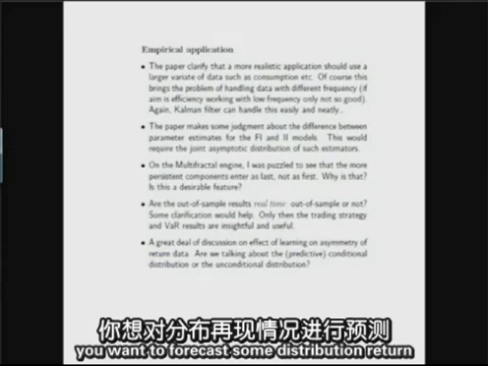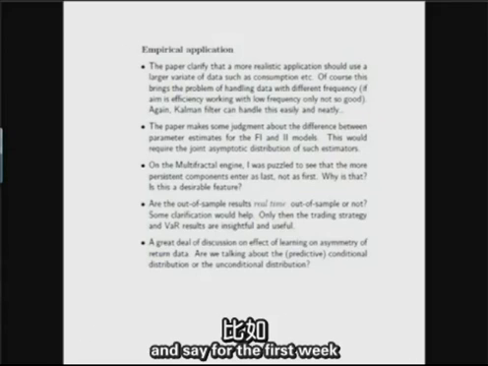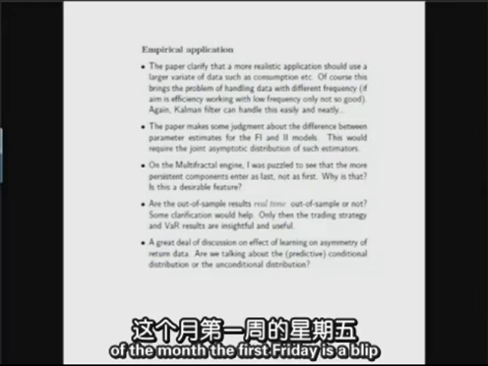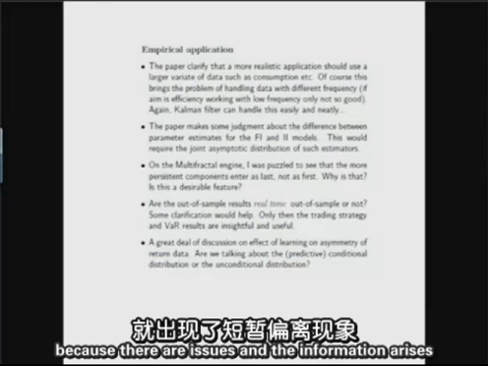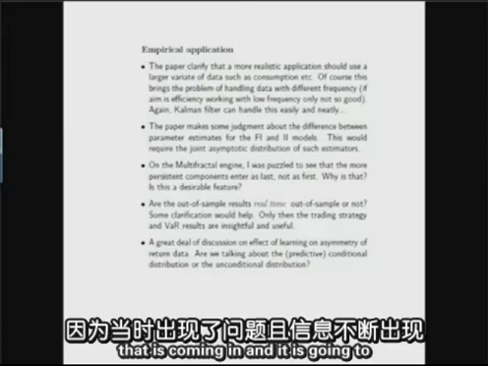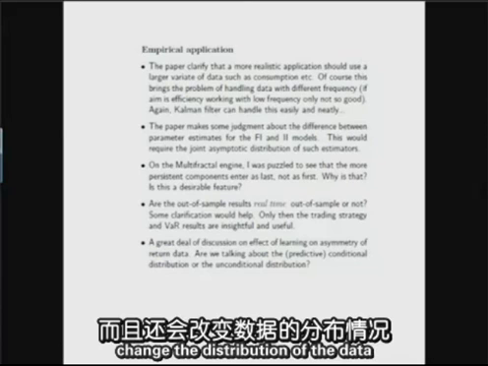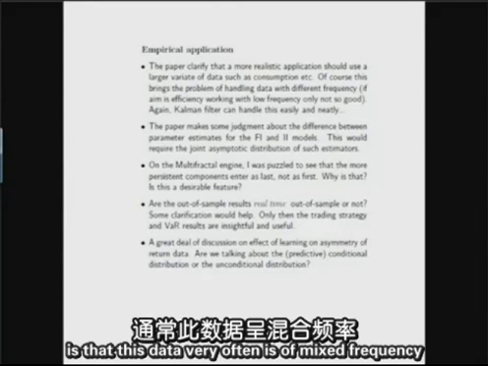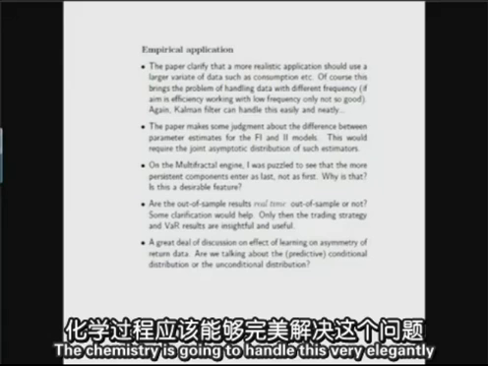The problem there is, I want to forecast some aspect of distribution returns, and say, for example, if I'm in the first week of the month, I know that the first Friday is a blip because the non-farm payroll is issued, and so as the information arises, that this is coming in. And it's going to change the distribution of the data. The problem here, of course, is this data very often is of mixed frequency. And again, the Kalman filters can handle this very elegantly.